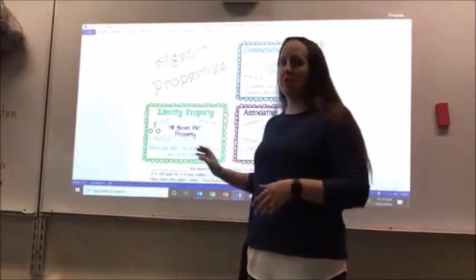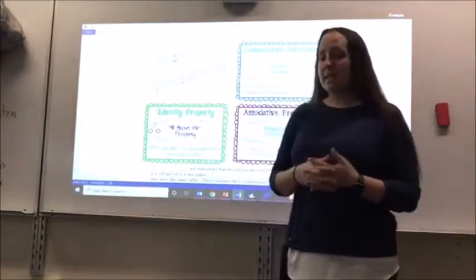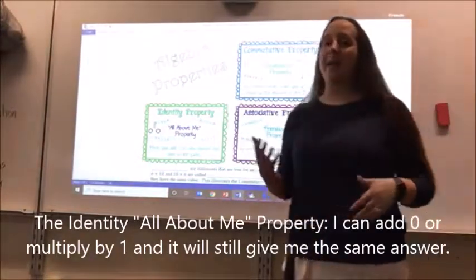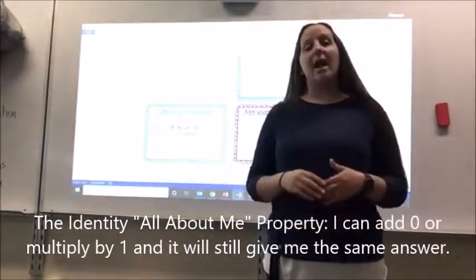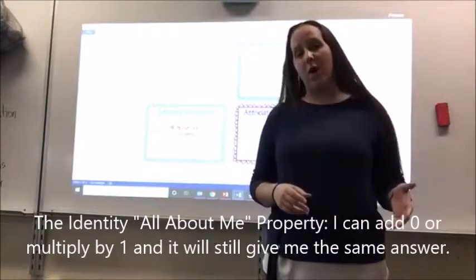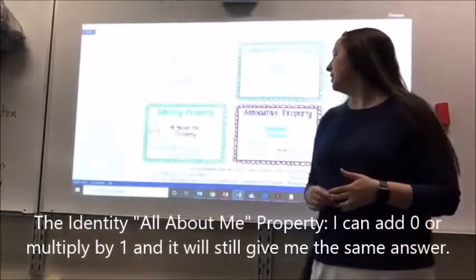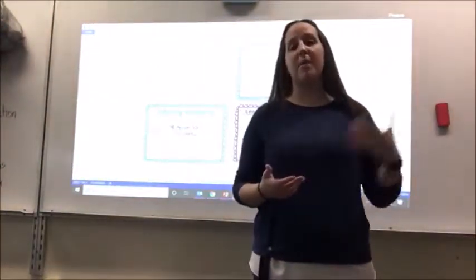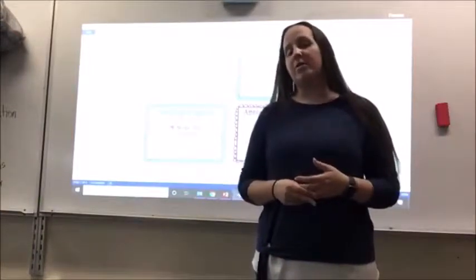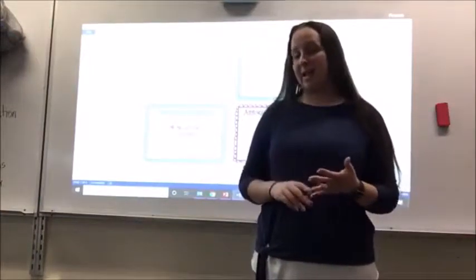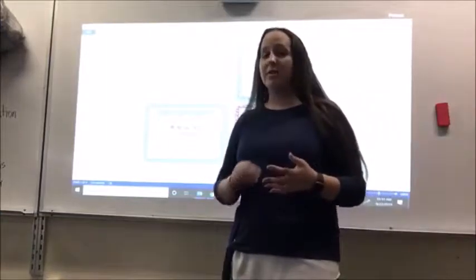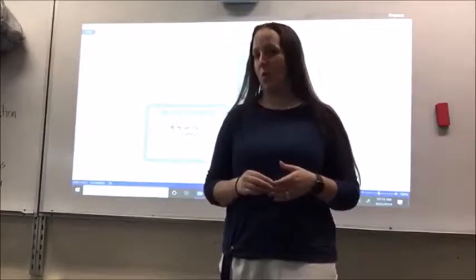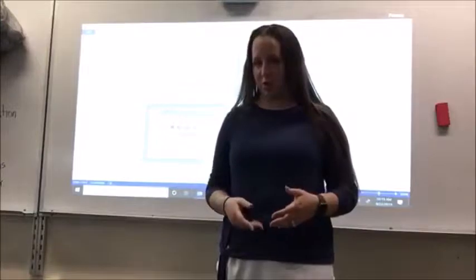The last one I want to talk to you about is the identity property. The identity property is the all about me property. It means that when I add 0, or the identity, I get the same answer, or when I multiply by 1, I get the same answer. So when you add 0 to any number, the sum is the same, or when you multiply anything by 1, the answer is the same. There's an identity property for addition and an identity property for multiplication. There's an associative property for addition and multiplication, and there's a commutative property for addition or multiplication, depending on which symbols you're using.